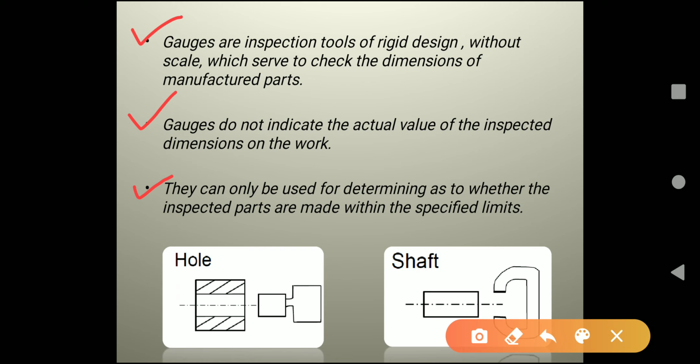So here you can see this is a go side, this is a no go side, which is particularly used for checking the bore. In the second application, you can see a snap gauge used for checking the outer diameter. Here also it is a progressive type. You can see it is used for checking the go as well as no go.